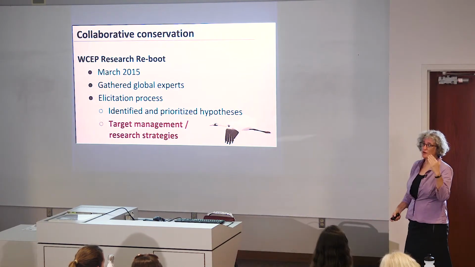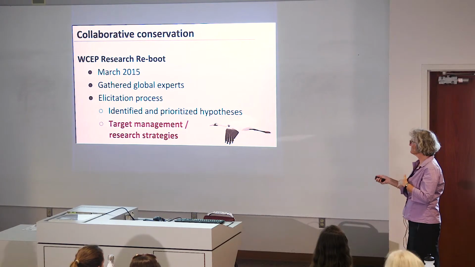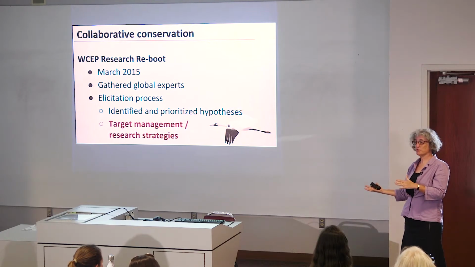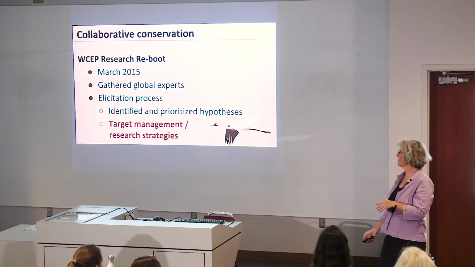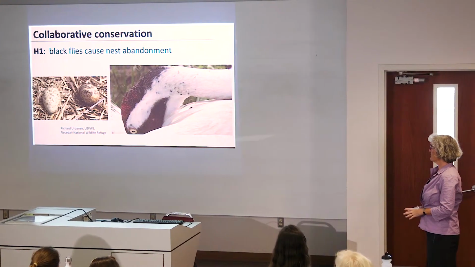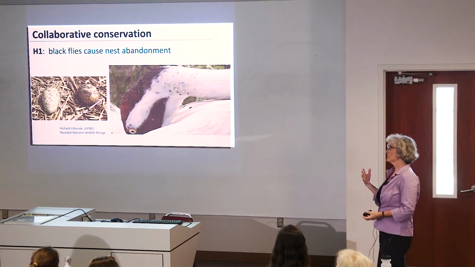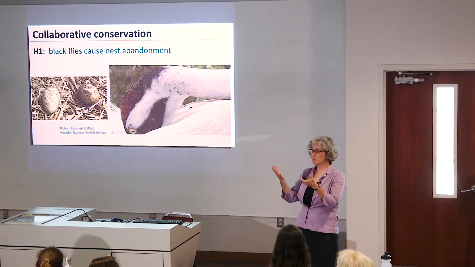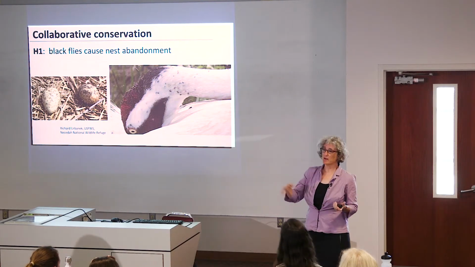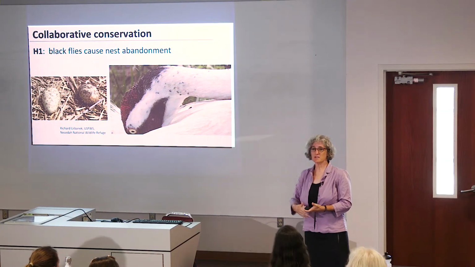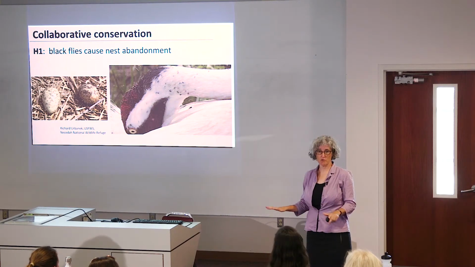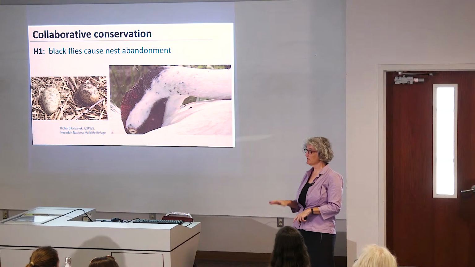So what I'm going to do is walk through a few of the hypotheses that came out of this meeting and what's happened since then. So 2015, 3 years ago, what research have we done from that and who those collaborators were and are. So one of the first hypotheses is that black flies are causing nest abandonment. So the problem is that the birds on the landscape, once we release them, they do really well. They survive, life is great, but then when it comes time to nest, and lay eggs and incubate and hatch, something goes wrong. We don't know why, but something's going wrong. We're not getting reproductive success on the landscape.